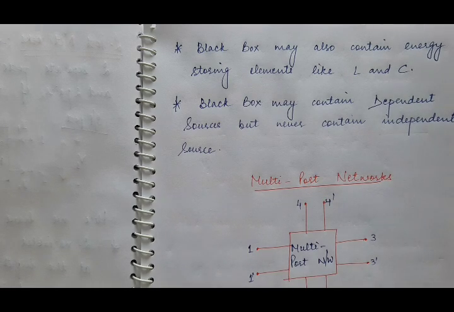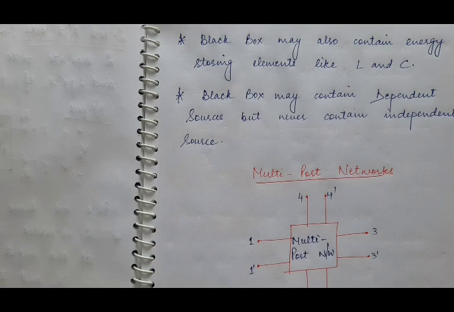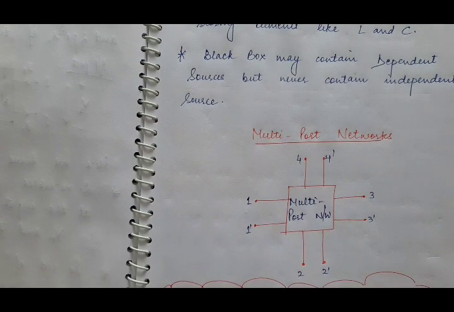Then we have multi-port networks. An example of a multi-port network is a 3-port network. In case of a 3-port network, we will have a total of 6 terminals, means 3 pairs of terminals. Then in case of a 4-port network, we will have a total of 8 terminals, it means 4 pairs of terminals. And here I have shown you one example of a 4-port network, which is known as a multi-port network. Then what are the examples of 2-port networks?